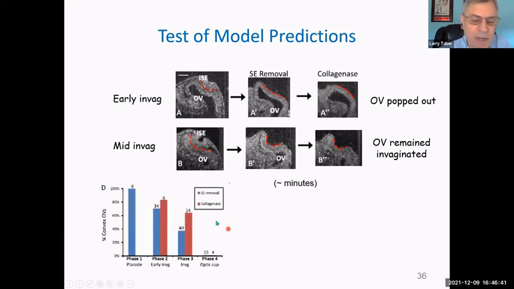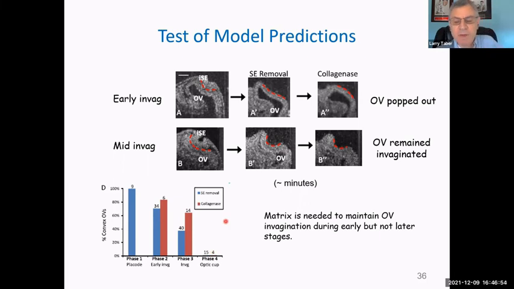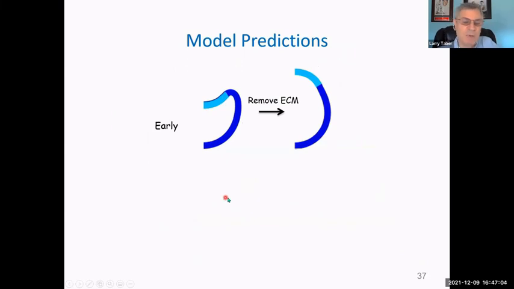And in fact, what we found in general is that the later the surface ectoderm was removed, the fewer optic cups pop back out to reverse curvature. So this experiment suggests that the matrix is needed to maintain optic vesicle invagination during the early, but not the later stages. Then we simulate these experiments using the model.